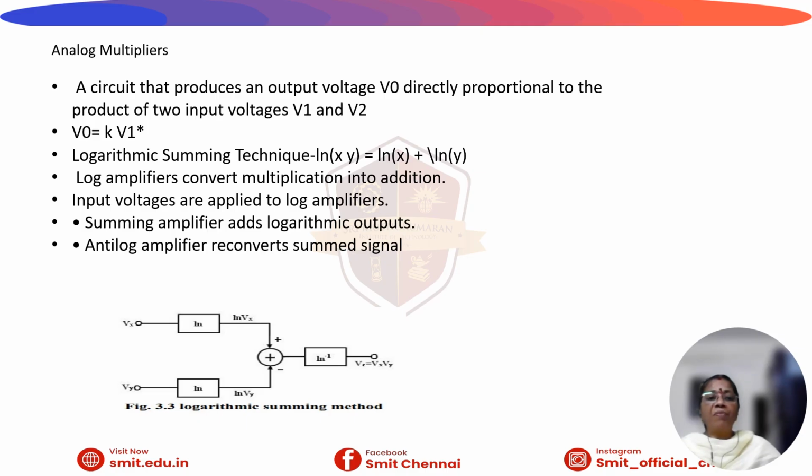The summing amplifier adds the logarithm of the two input signals together. The sum is given to the exponential form, resulting in an output proportional to the product of the two original signals, and this is achieved using anti-log amplifier. Thus, the analog multiplier is implemented using the logarithmic summing technique.